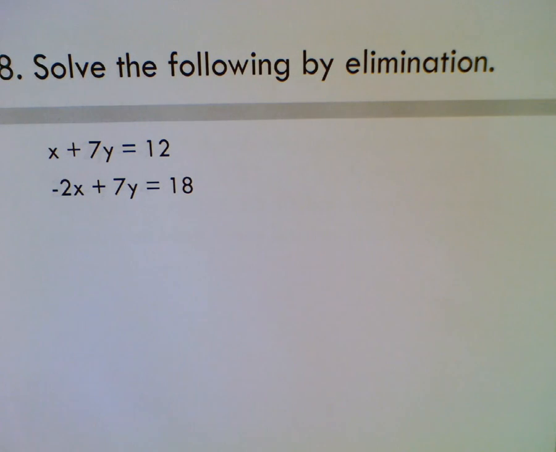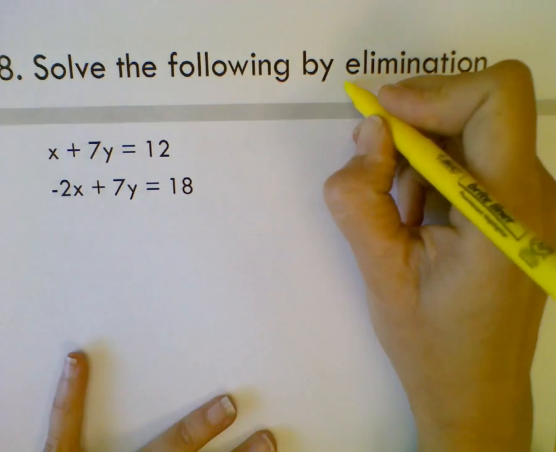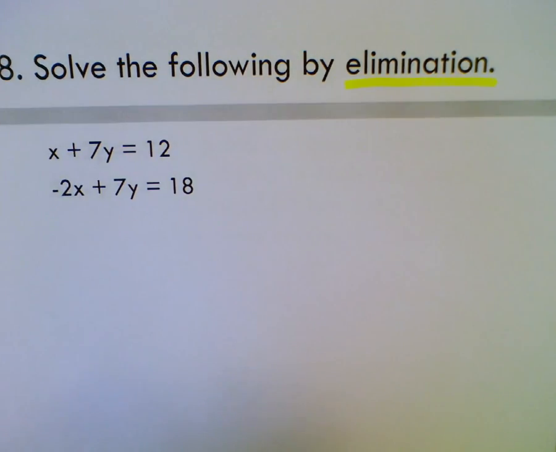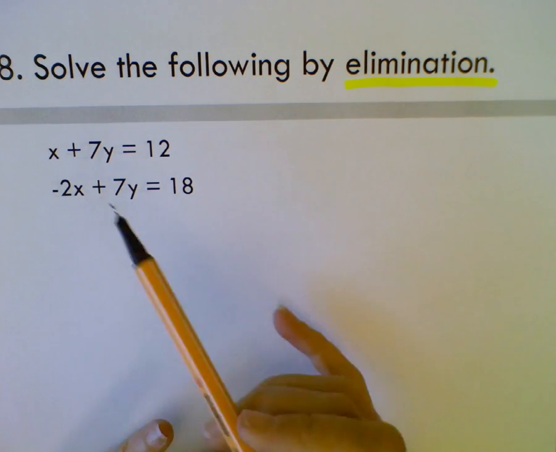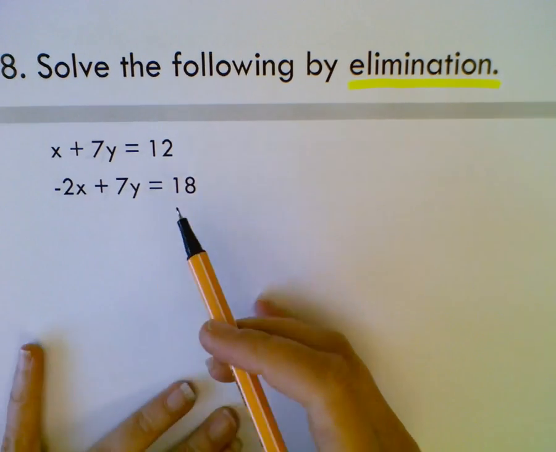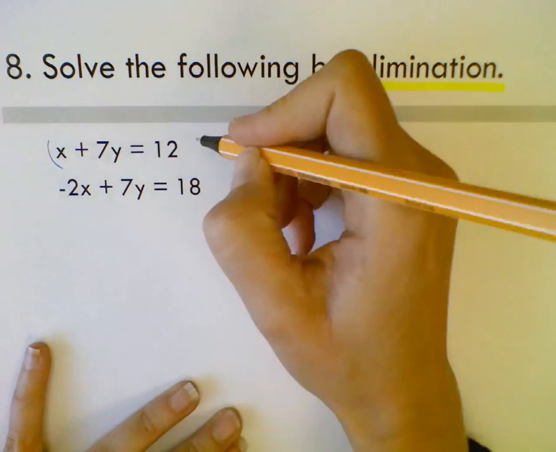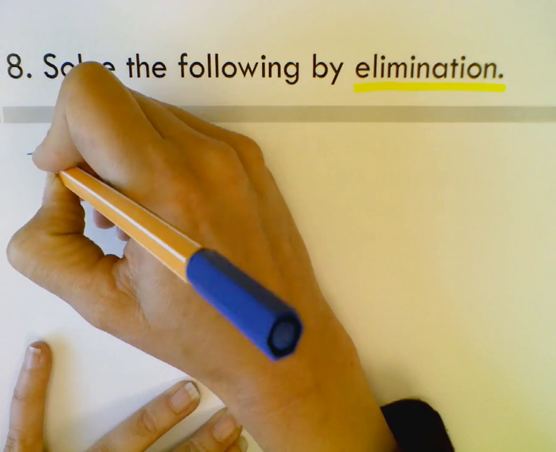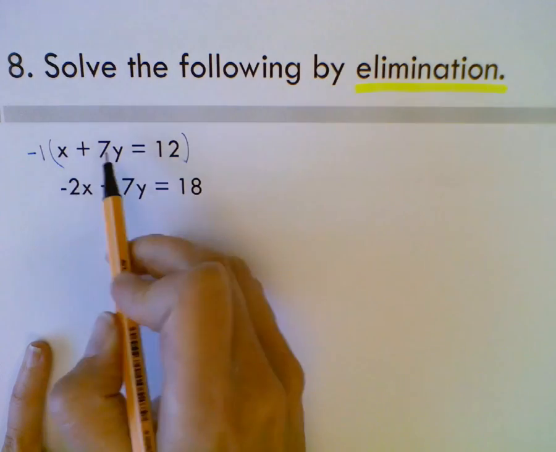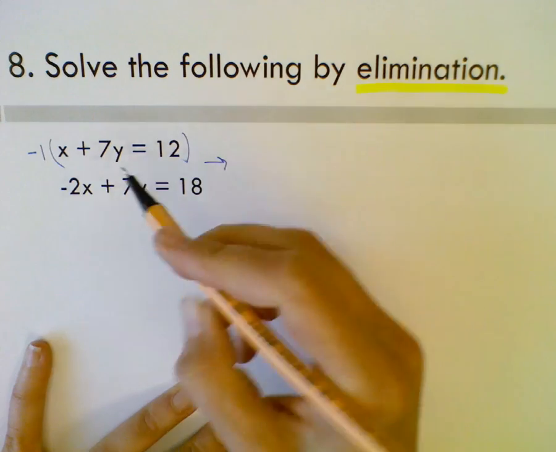Number 8, solve by elimination. Now this one's a little bit different because I do need to eliminate a variable, but I don't have any variables that eliminate right off the bat. What I do see is that I have a 7y and a 7y, so if I multiply one or the other by a negative 1, in this case I'll do the top by negative 1, that's going to give me negative 7y. So I'm just going to rewrite that.